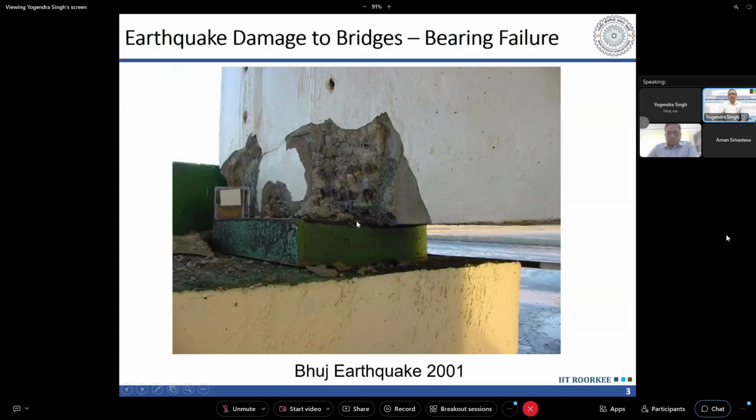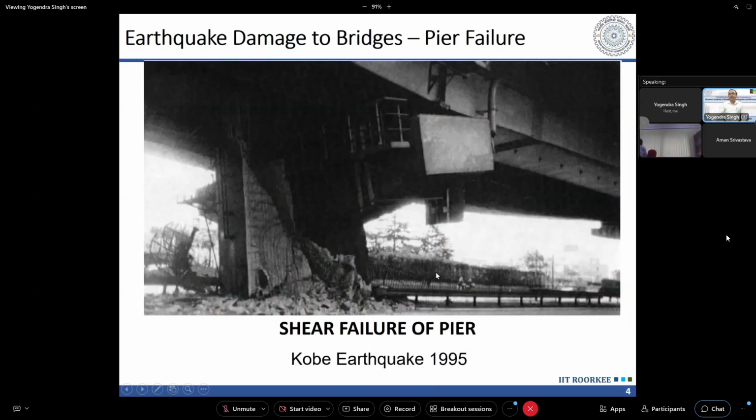The first one shows the damage to the bearing, or rather the connection of the bearing to the structure. This is one of the ignored parts. It is not given due attention, neither in modeling nor in design. Whatever modeling we are doing, we should model in such a way that the forces we are expecting in the bearings, which we have to use for design of bearings and their connection with the structures, can be represented realistically by the model. Then the second type of failure is the shear failure of the piers. Different types of failures have been observed in piers.